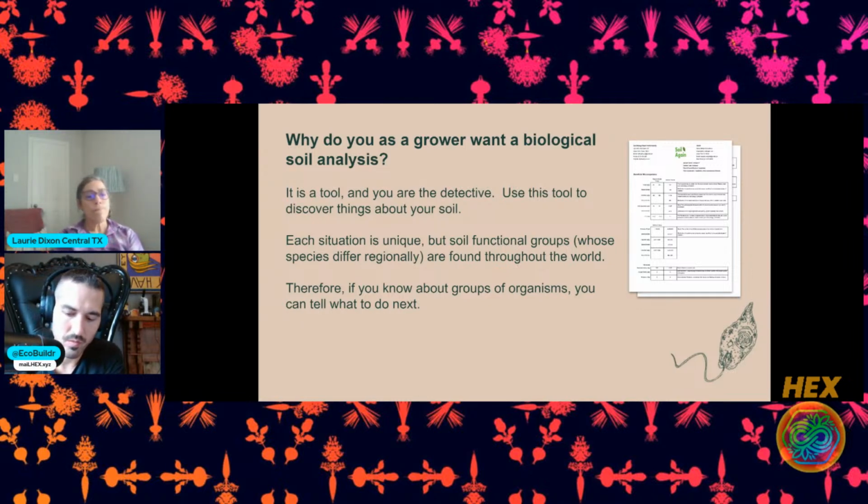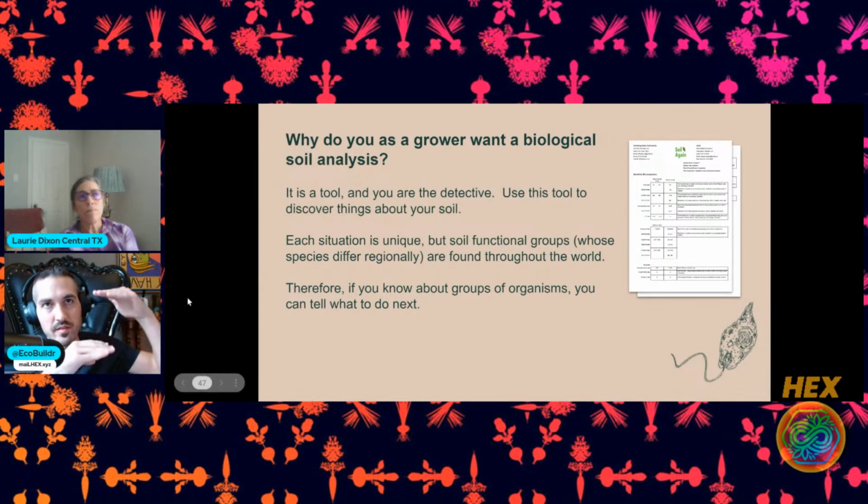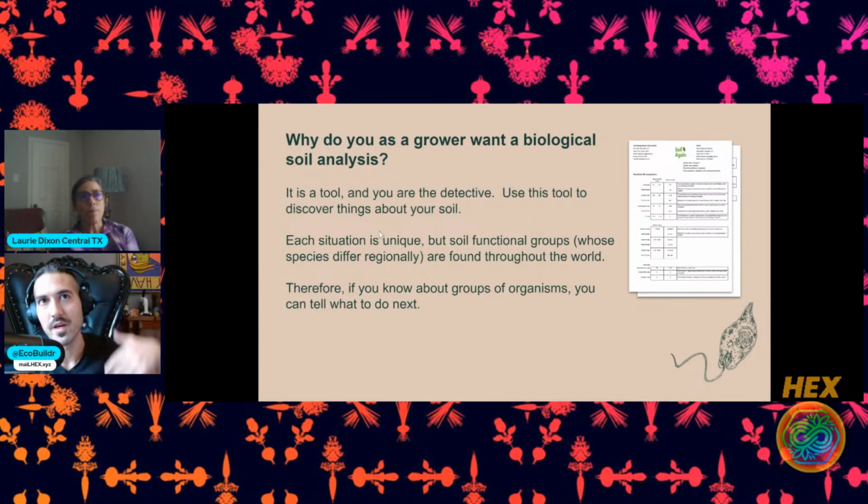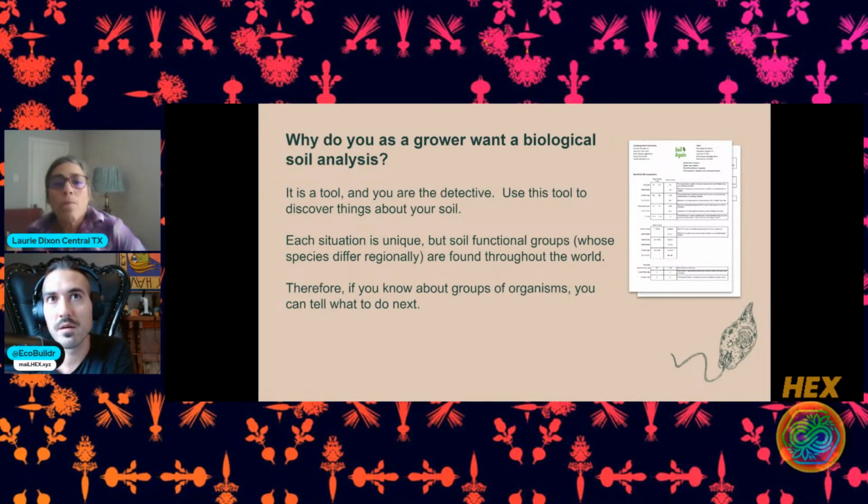I wonder, I always like to look at scales of things, 10 times 10 times 10 in both directions. I wonder, by looking at the soil, have you learned, or do you think that people can learn more about themselves by looking at the food web?